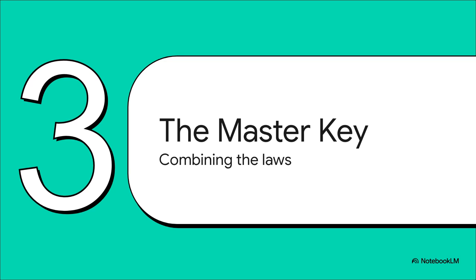So we've got Boyle's Law, Charles's Law, and Gay-Lussac's Law. That's 3 different rules for 3 different situations. It's a little clunky, right? What if there was a way to bring them all together into one powerful tool?